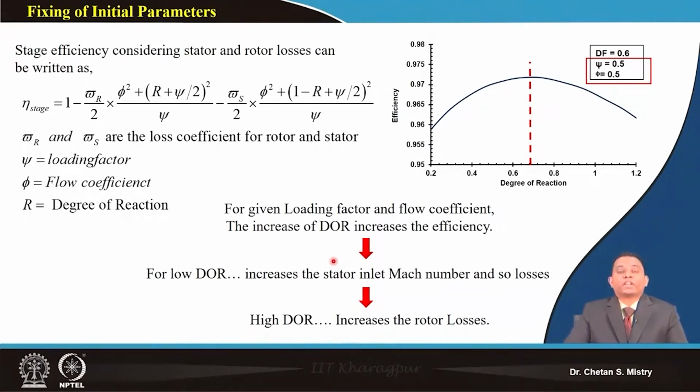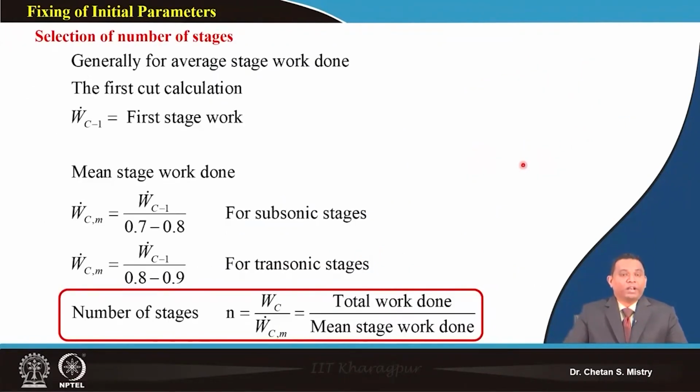When our degree of reaction is lower, we have an issue in terms of aerodynamics. Suppose I consider a high degree of reaction, that increases the losses in the rotor. So here, if you look, this is what is representing that idea. Now when we fix our initial parameters, we need to fix these parameters also. Which parameters? Flow coefficient, loading coefficient, along with the degree of reaction and the diffusion factor.